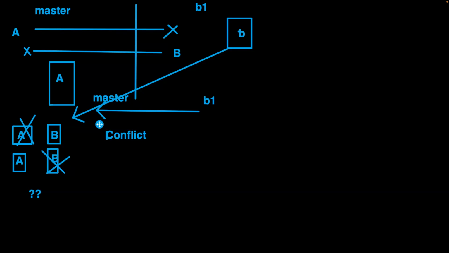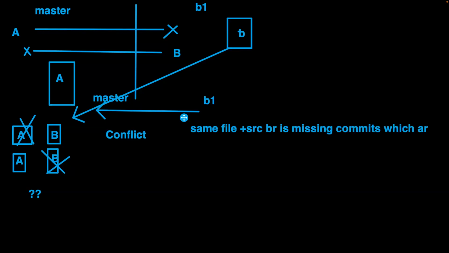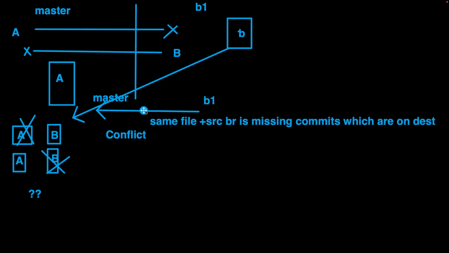So what is the reason for conflict? Why are you getting a conflict during merge? It's because of changes in the same file, and if it is just the same file, you don't get a conflict. And the source branch is missing some commits which are on the destination. What are the commits the source branch is missing? Can you tell me what that commit ID is? Because I can't write the entire ID, I'm referring to them as A and B. So which commit ID is missing on the source?